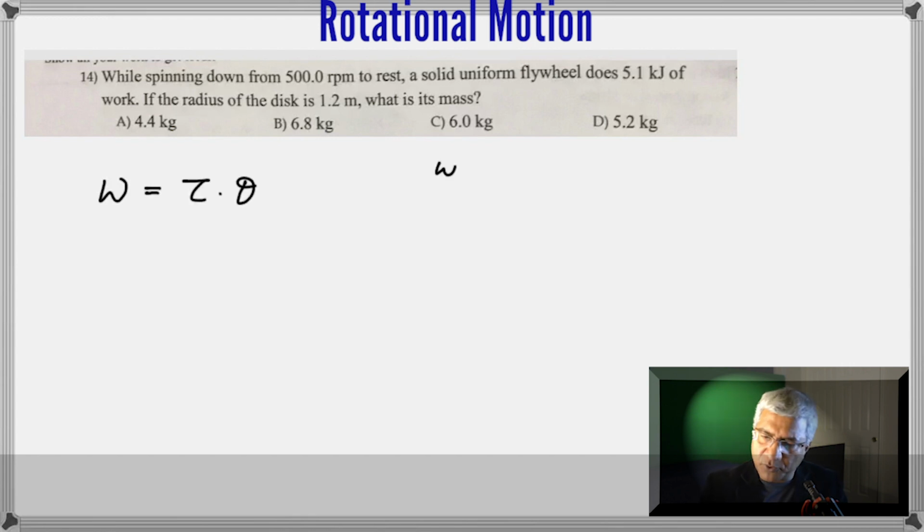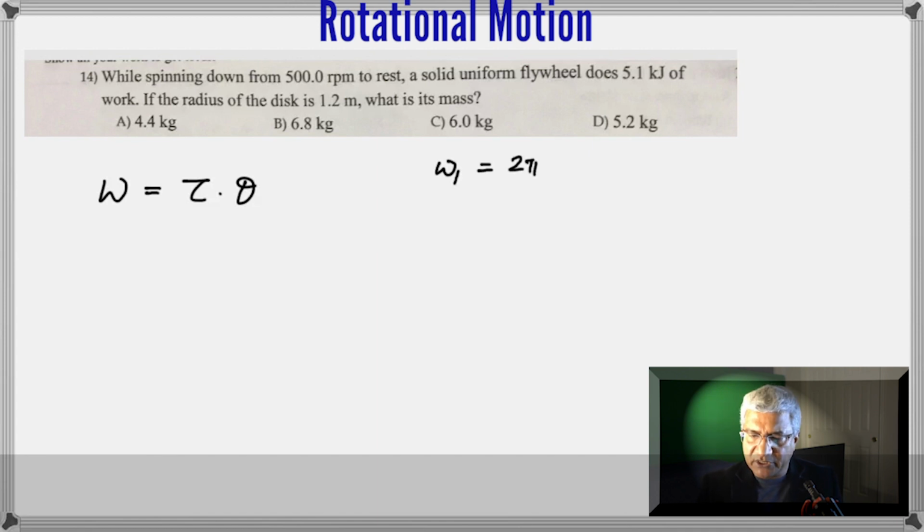So work, in linear motion, is the dot product of force and displacement. But in rotation, work is the dot product of torque and angle. Force is replaced by torque, and displacement is replaced by angle.